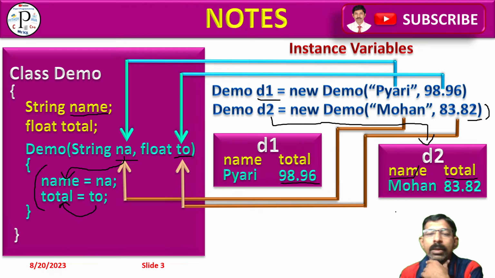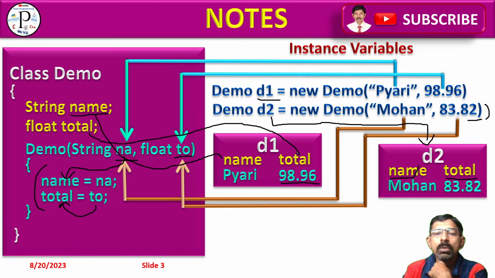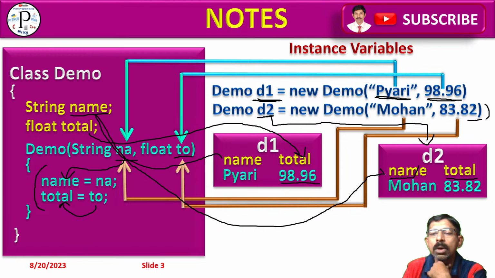Now why is this happening? The reason is that when I'm creating an object, it will provide a copy of name and a copy of total to D1. So when I'm referring to the object D1, it will use the values Pyari and 98.96. When I'm creating one more object, it is providing another copy of name to D2, where Mohan will be stored, and another copy of total will be provided to D2, where 83.82 is stored.